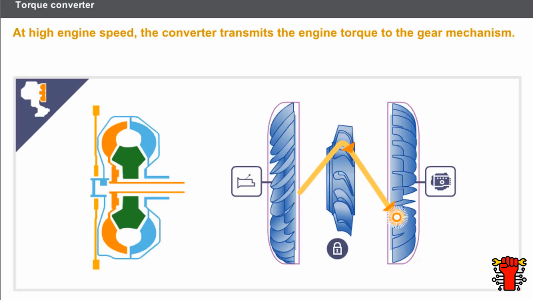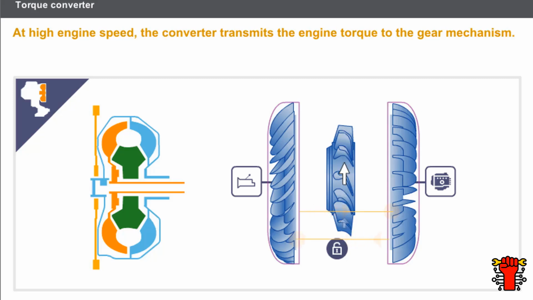At mid-range engine speed, the flow of oil going from the turbine to the stator changes direction. The oil flow strikes the edge, then the back of the stator blades. A one-way clutch in the stator allows it to rotate to eliminate the negative braking effect. This is the start of the coupling phase. Since the stator is freewheeling, there is no torque multiplication.